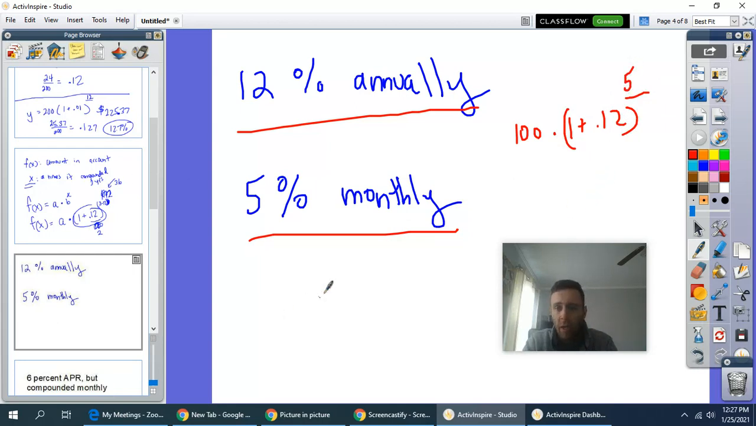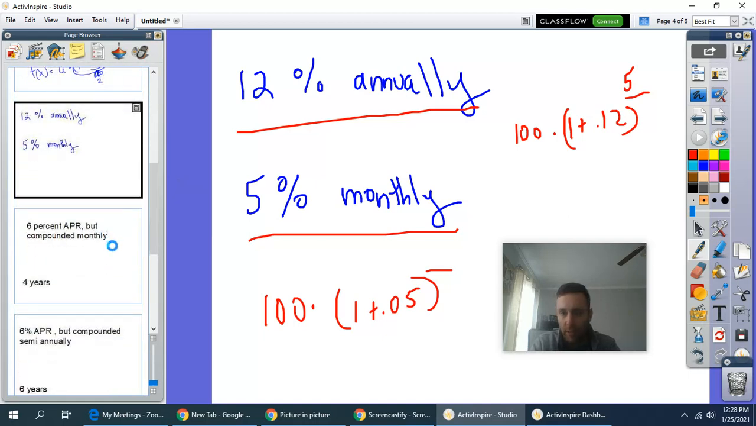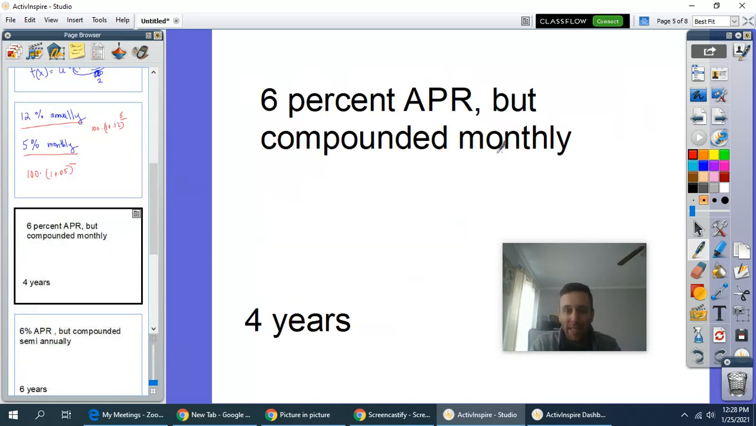If I give you $100 and I say that it's 5% monthly, I'm not talking about 2 different time frames. So $100 times 1 plus 0.05, because it's 5% monthly, and then you're just going to put in here how many months we're talking about. The only time you have to worry about it getting complicated is when you hear 2 different time frames. So, for example, this would be an example.